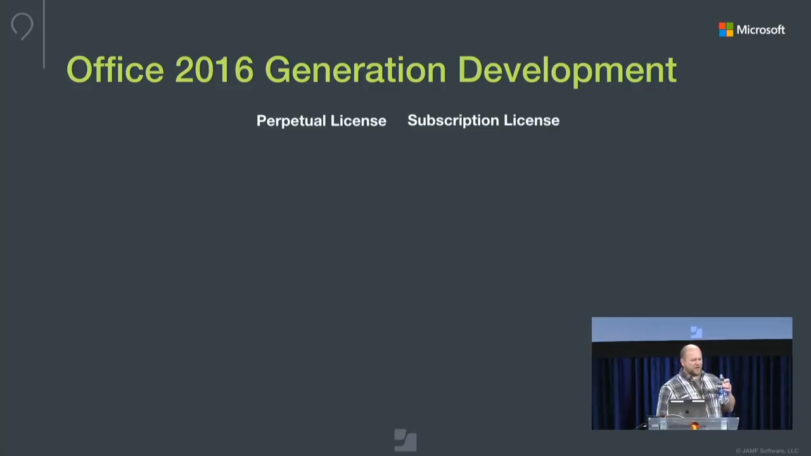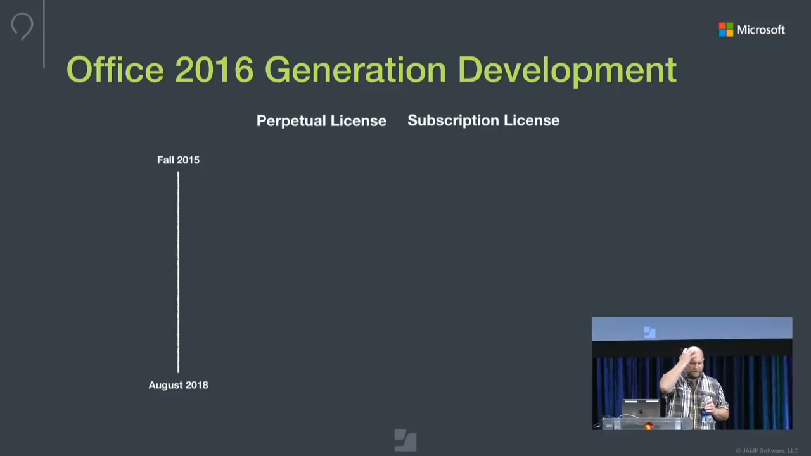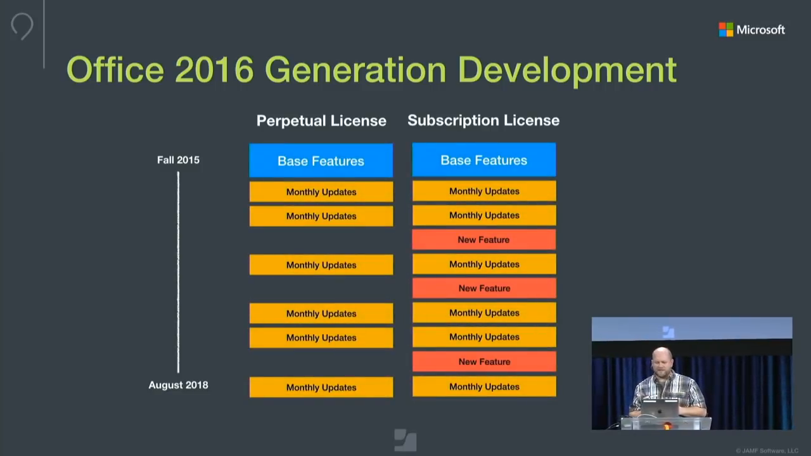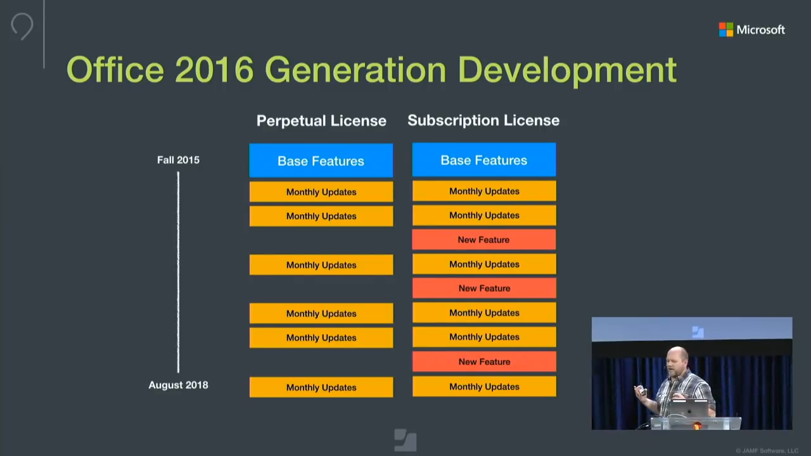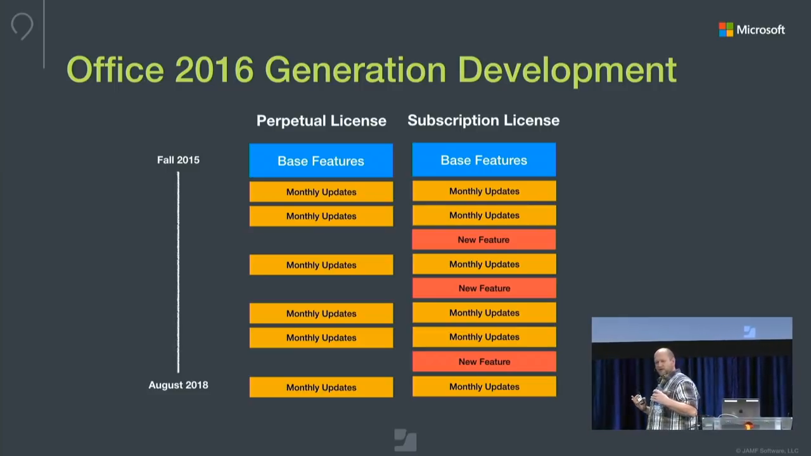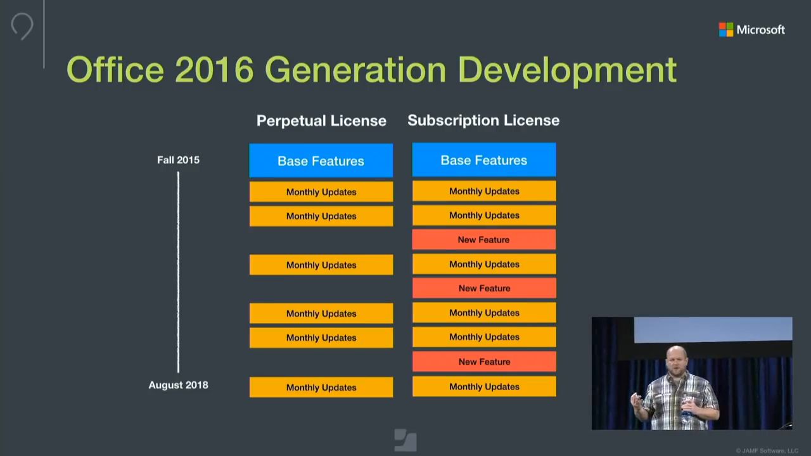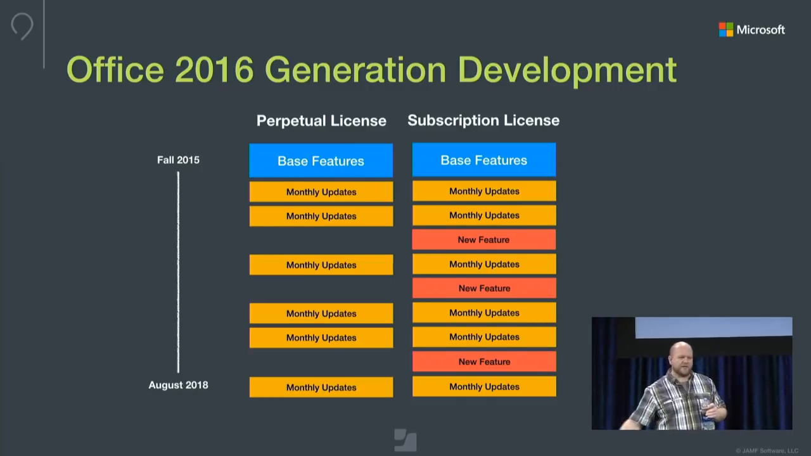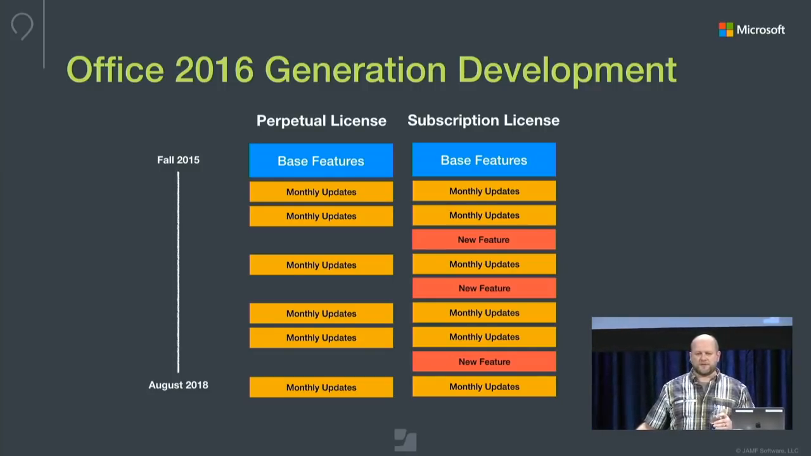How do we kind of decide what features we show? So in fall of 2015, when we released the initial build of Office 2016, we had a base set of features. The base set of features were available to those running a perpetual license, like volume license or retail, and they were available to Office 365 subscribers. But as the months moved on, we had bug fixes and security updates on the perpetual side, and we introduced new features on the subscription side.